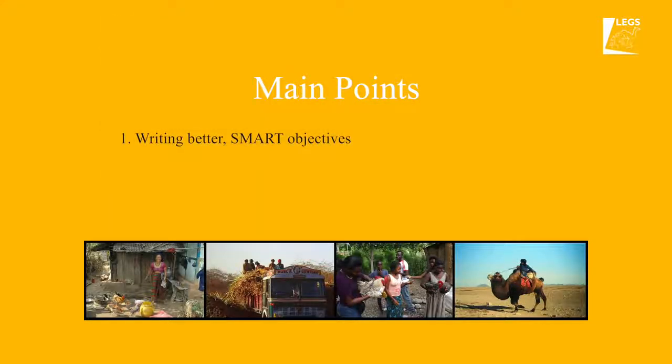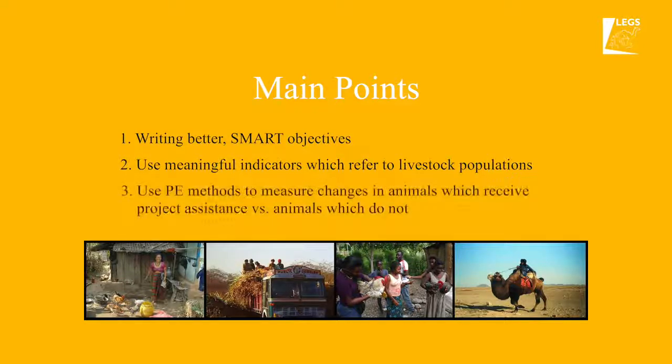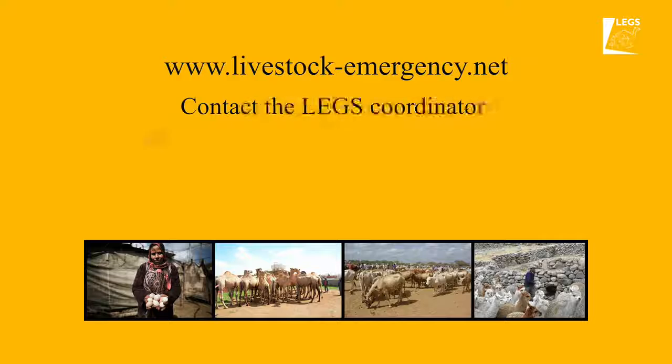So what we've seen in this video is that it's important for LEGS to understand the impact of livestock projects on people's livelihoods, and for NGOs and donors to gather better information on impact. This can be done by, firstly, writing better objectives during the design of a project which clearly show the expected results on people's livelihoods. Secondly, by measuring activities and impact using meaningful indicators which refer to livestock populations which need assistance. And thirdly, by using the methods of participatory epidemiology to measure changes in animals which receive project assistance versus those which don't. Thank you for watching.